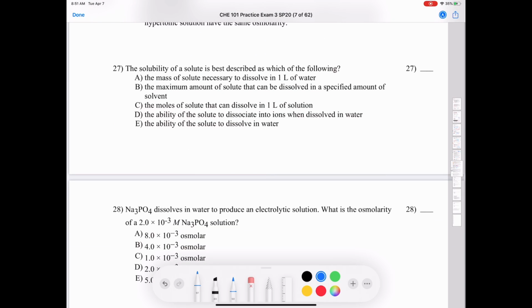Number 27, the solubility of a solute is best described as which of the following? So A says the mass of solute necessary to dissolve in 1 liter of water. B says the maximum amount of solute that can be dissolved in a specified amount of solvent. That already sounds right to me. It's the maximum amount of solute that you can put into a specific amount of solvent.